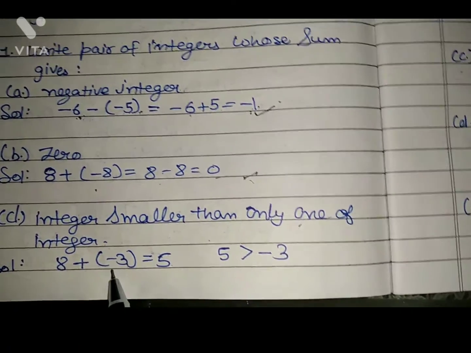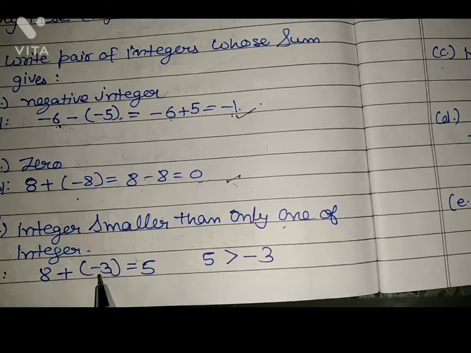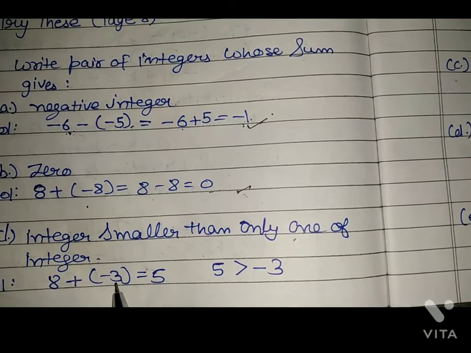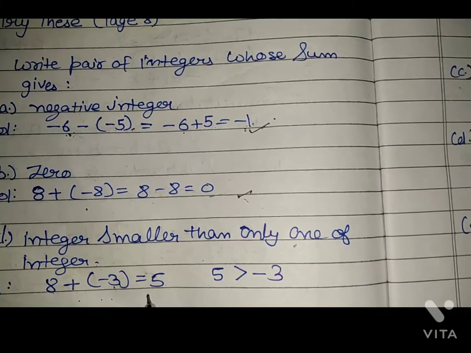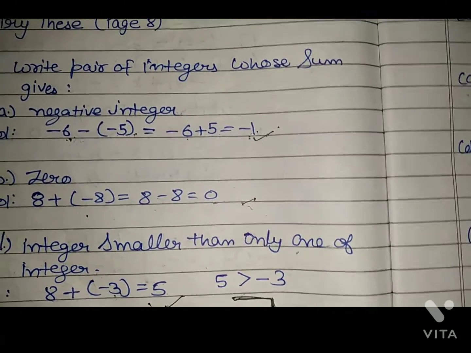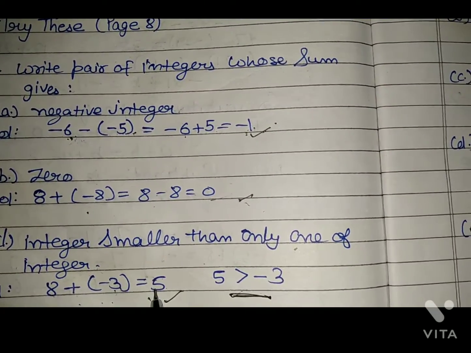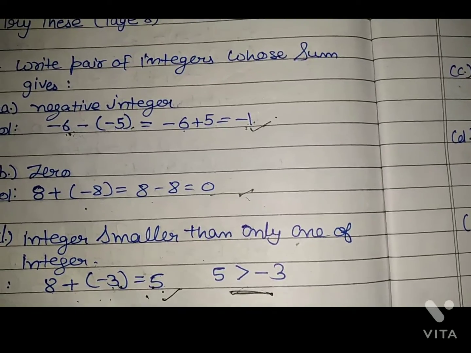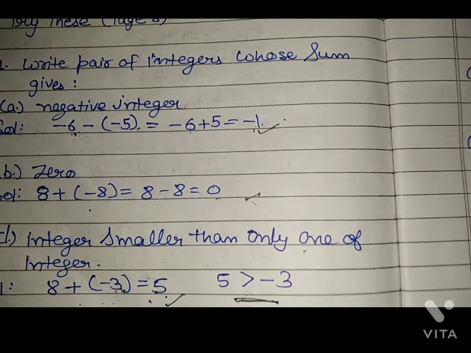The next part, D, is an integer smaller than only one of the integers. So consider 8 and minus 3, such that 8 plus minus 3 is 5, where 5 is greater than minus 3. So this shows an integer smaller than only one of the integers. Do the other parts of this question as your homework.